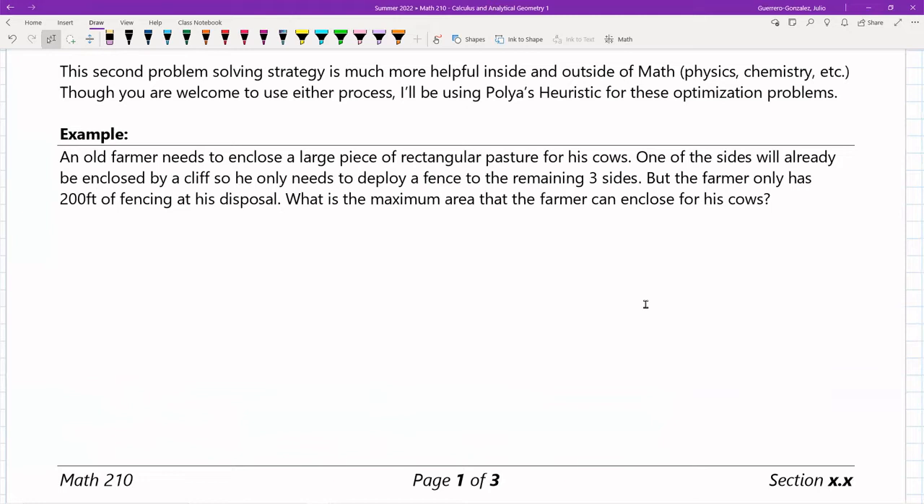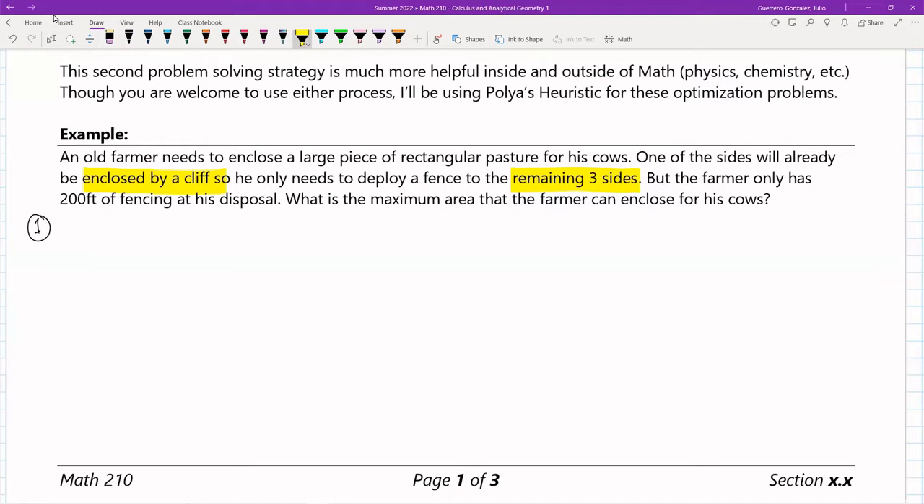All right, so number one, like I said, step one from Polya's heuristic is understanding the problem, right? So what we have here is this farmer, he's got a bunch of cows. We only need to take care of 3 sides. So the fence that we need to put up is on 3 sides because one of the sides is enclosed by a cliff. So one side doesn't need a fence, okay?